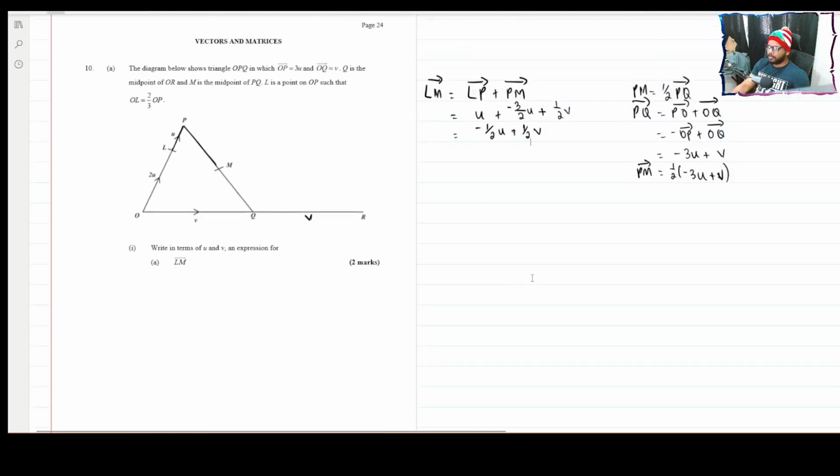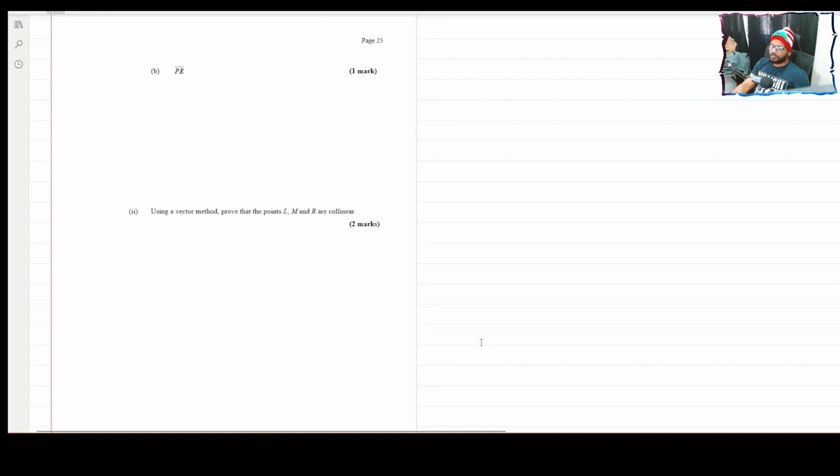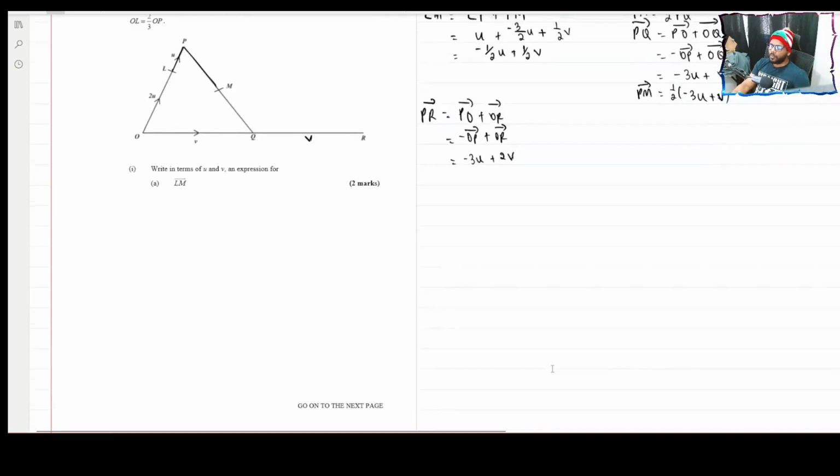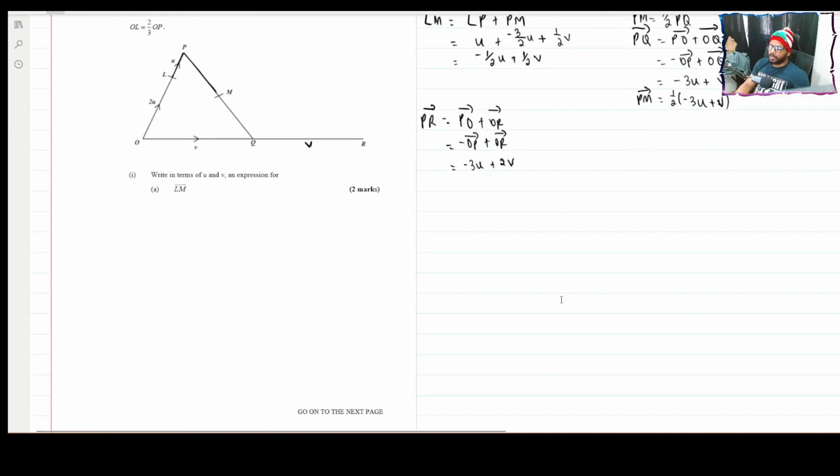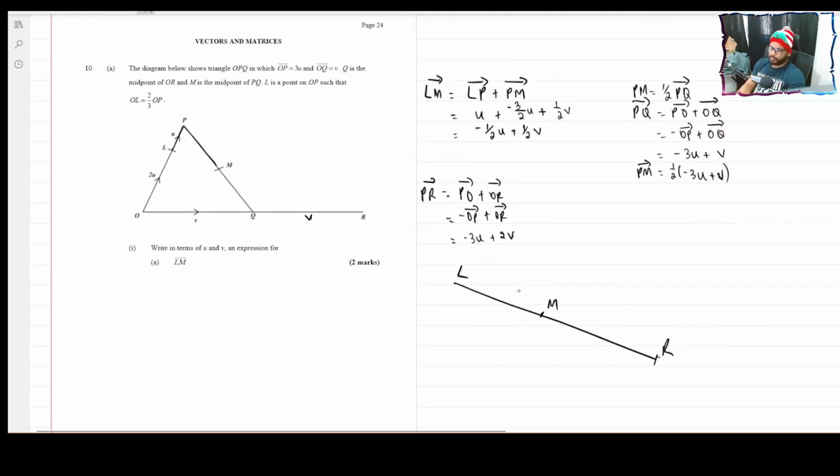Next, we want PR. PR is just PO plus OR. PO is negative OP plus OR. That's minus 3u plus 2v. Cool. Using a vector method, prove L, M, and R are collinear. So L, M, and R, draw a straight line, and pick any two vectors on this straight line. Let me pick two vectors that we have. We have LM.